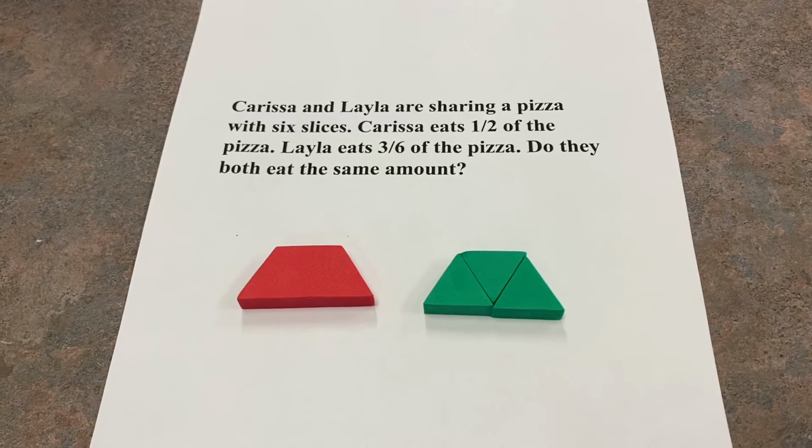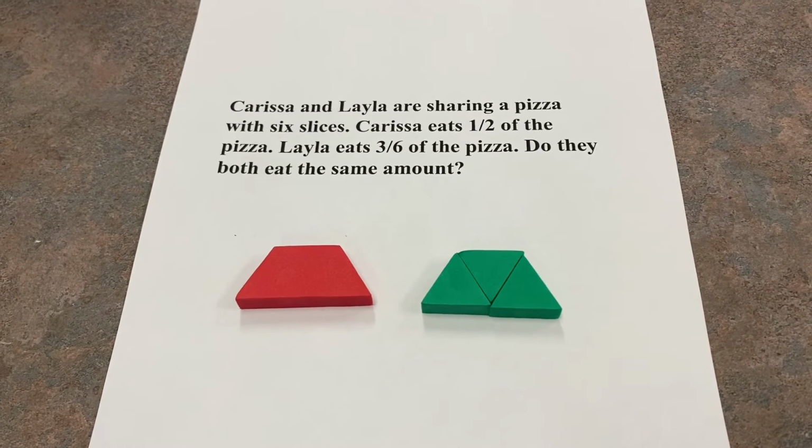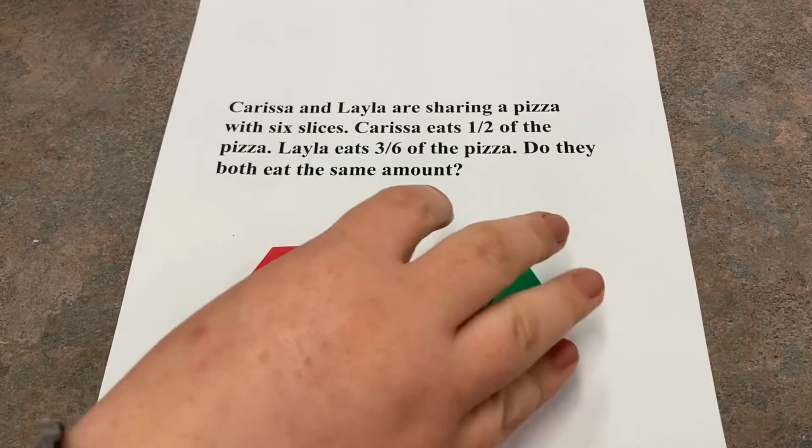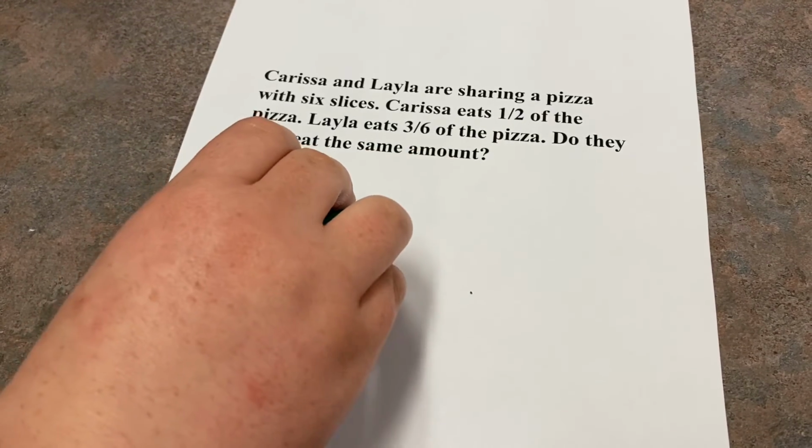Since they learned in their previous exploration that 3 green blocks are equivalent to 1 red block, they should be able to see that these amounts are equivalent, so the girls did eat the same amount.